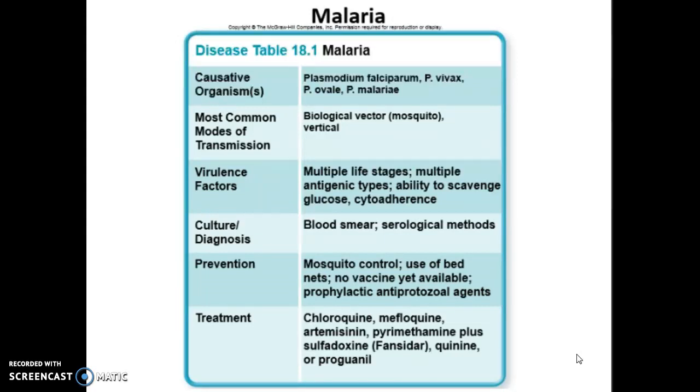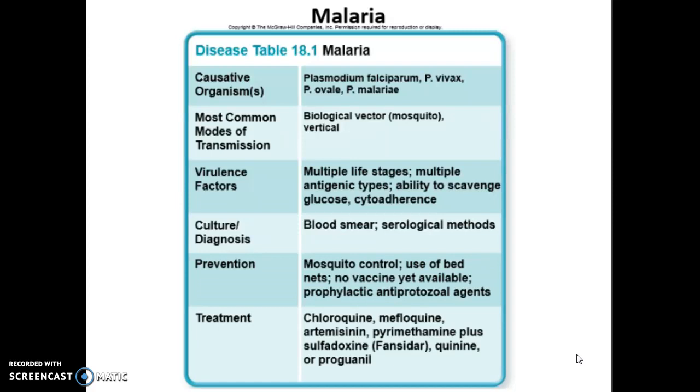Alright, and then the last slide is just the nice summary table that you have in your text with the different 4 species of organisms. Alright, the most common mode of transmission is the mosquito as a biological vector, and the vertical transmission is the fact that the organism can cross the placenta, and so then it can be passed from mother to infant. The virulence factors are the fact that the organism can have multiple life stages and multiple antigenic types. So is it likely to find a vaccine? It's problematic because there's so many different antigens that the organism can display that it's hard to create an effective vaccine.